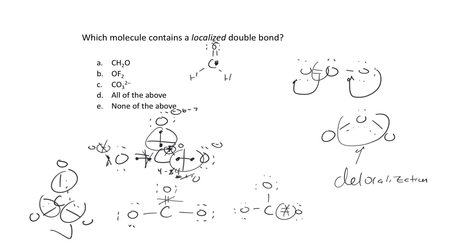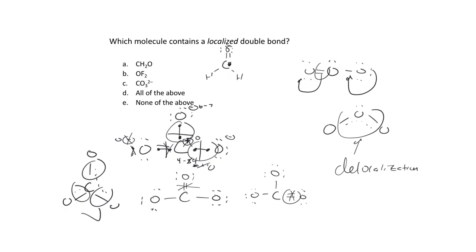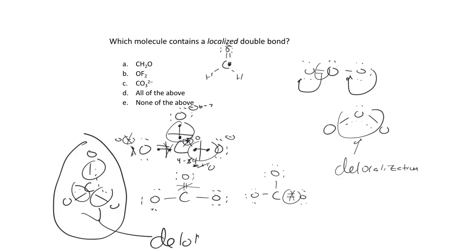Those are still good Lewis structures, don't get me wrong, but the real picture of carbonate looks like this delocalized structure. So we call this delocalization due to resonance. And so carbonate has a delocalized double bond. OF2 doesn't have a double bond at all.